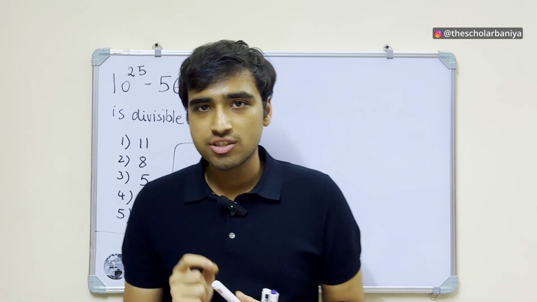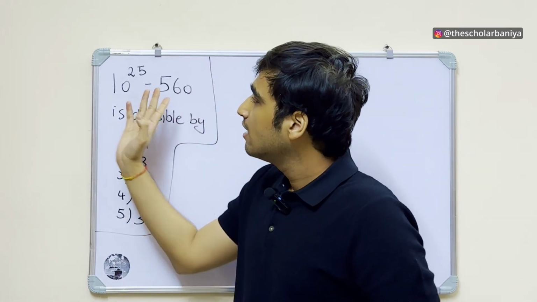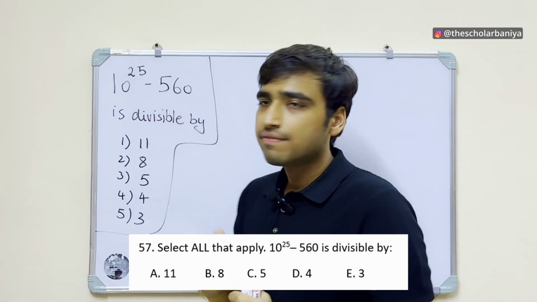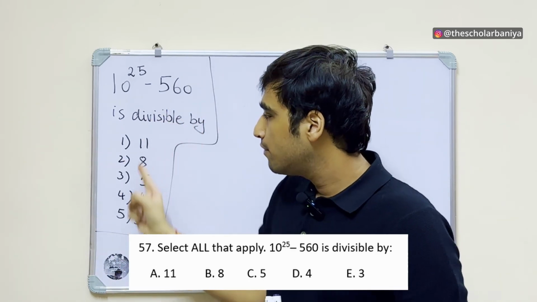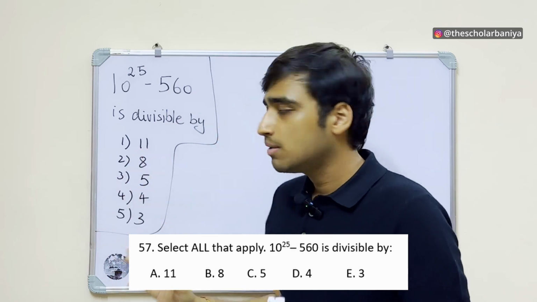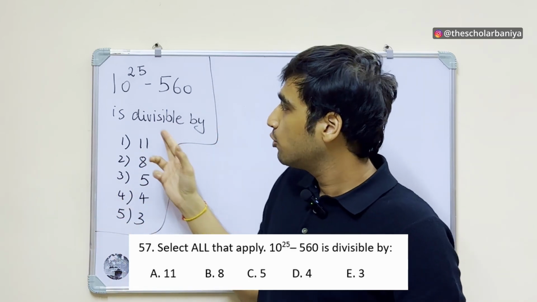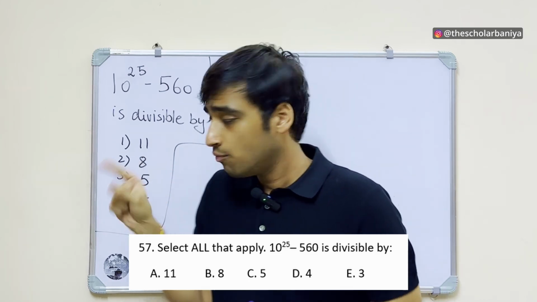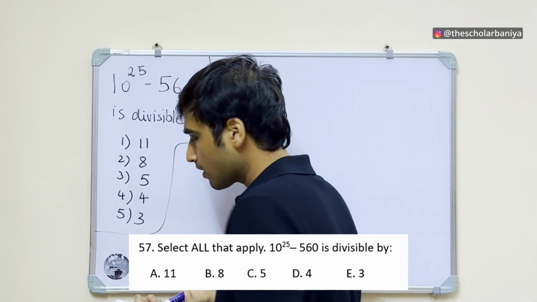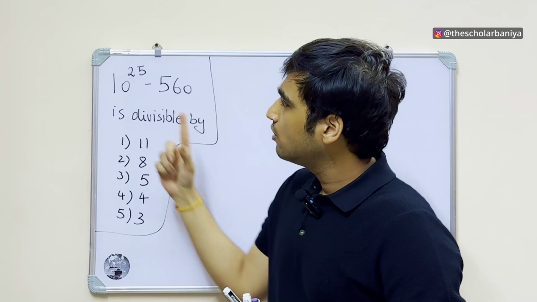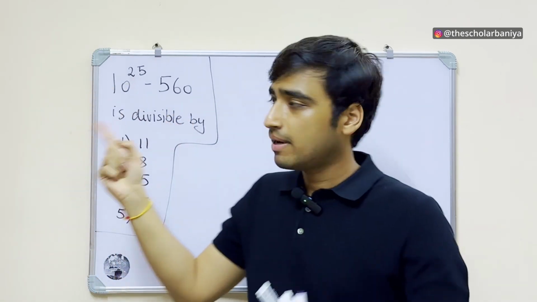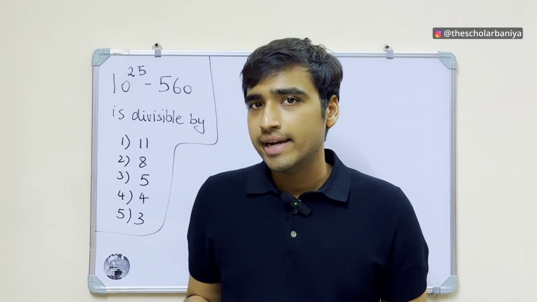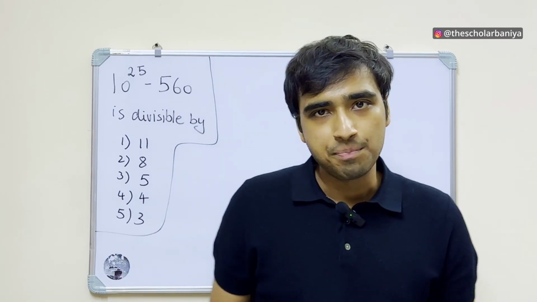So this is the next question that we have with us. It's given that we have to calculate 10 to the power 25 minus 560 is divisible by which of the following numbers. So it's a multiple choice question, and we have to tell 10 to the power 25 minus 560 is divisible by which of these numbers, right? If you do 10 to the power 25 and then subtract 560, that will get really complex. So that is not a practical way to solve the question, especially in the exam, right?